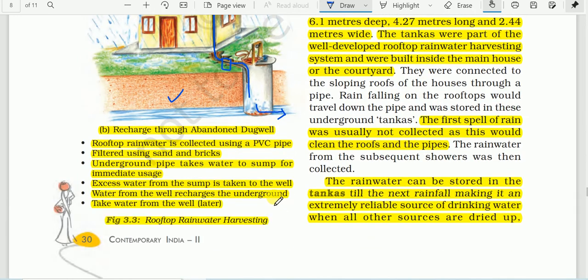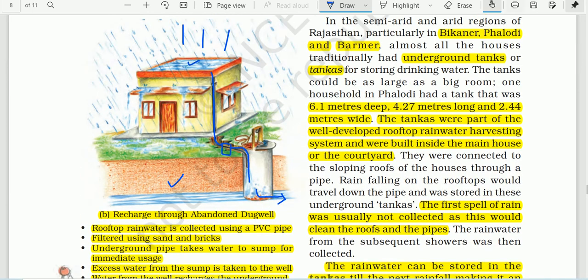So these are the two important means of rooftop rainwater harvesting. In addition to this, we have different other techniques of rainwater harvesting. We may discuss later on.